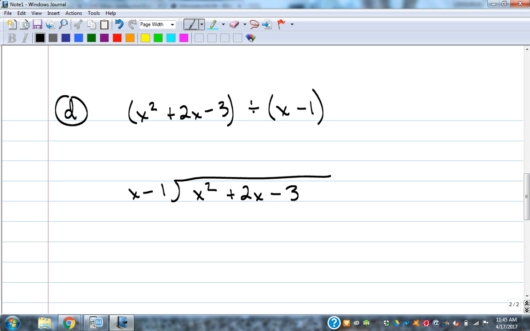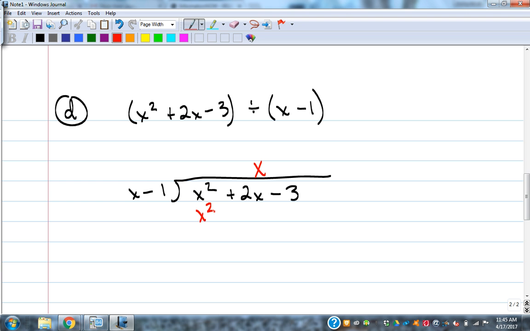X times x is x squared. So that's what goes up top. And I always kind of put it in columns, like I've got an x squared column, a plain x column, and a number column, right? So x times x would give me x squared. So I'm going to distribute: x times x is x squared.